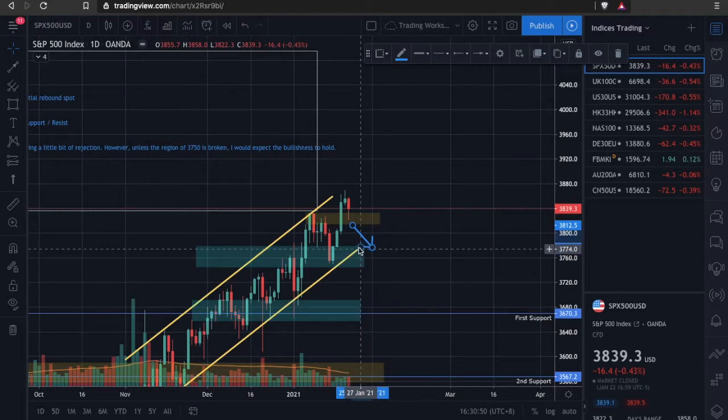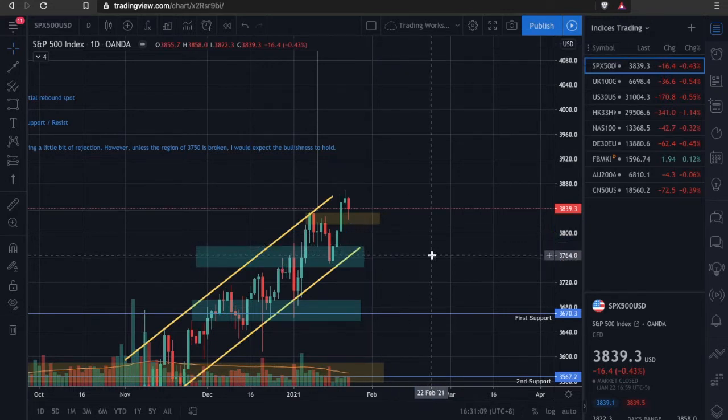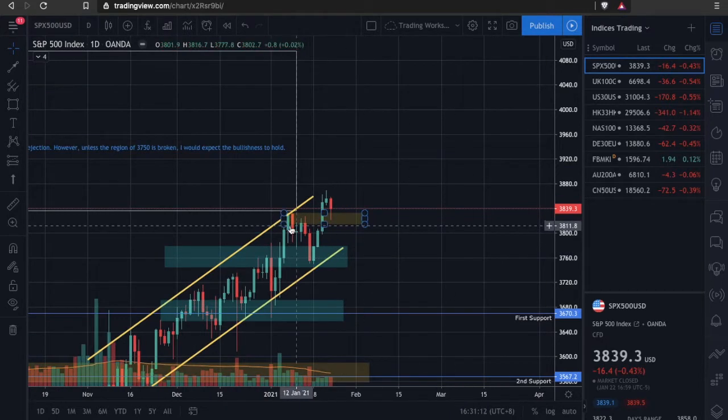We have a sloping support forming, so if it drops, it will likely come and retest the sloping support, or perhaps it may come down all the way to 3760. So this 3760 to 3780 is the next level of support. Unless this region that is the key for this upcoming week is broken, do not look for any shorts. If this is broken, look for shorts to this area.